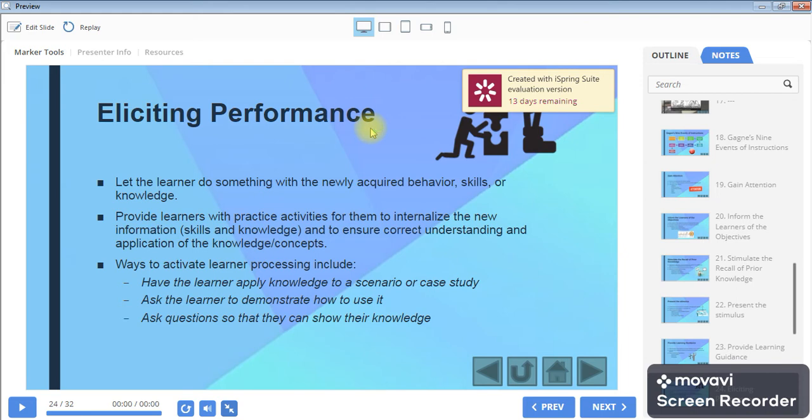It's like putting it into practice. You provide learners with practice activities for them to internalize the new information, be it skills or knowledge, and ensure correct understanding and application of knowledge or concepts. Ways to activate this is by having the learners apply the knowledge to a scenario or case study. You give them a situation and so on. You ask learners to demonstrate how to use the knowledge they've acquired, and ask questions so that they can show their understanding of the knowledge.